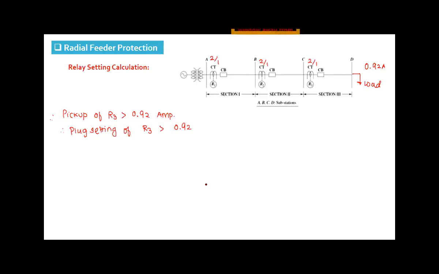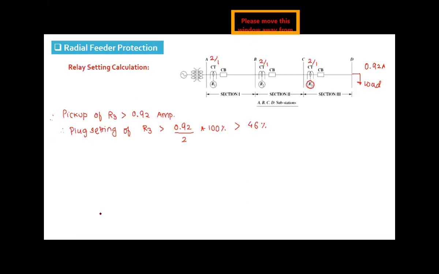What is primary current? R3 का प्राइमरी करंट कितना है? CT का 2 ampere rated. So divide it by 2. I want to find in percentage, and multiply by percentage. So what is the value? क्या वैल्यू आएगा? 46%. Okay. Correct Ravi, correct Pavel.